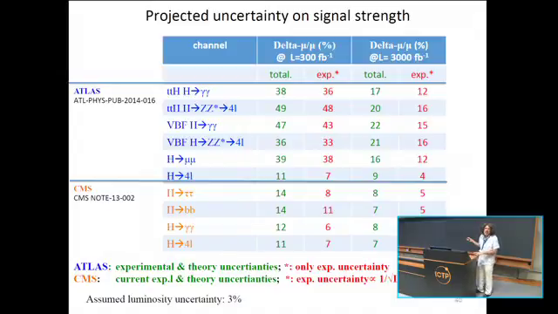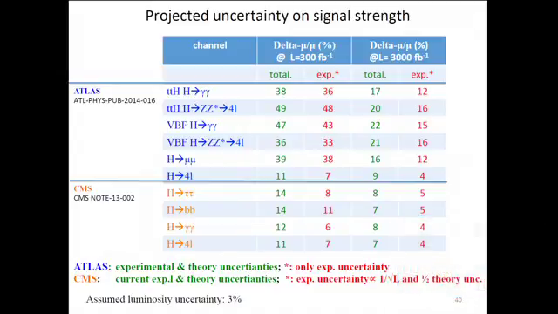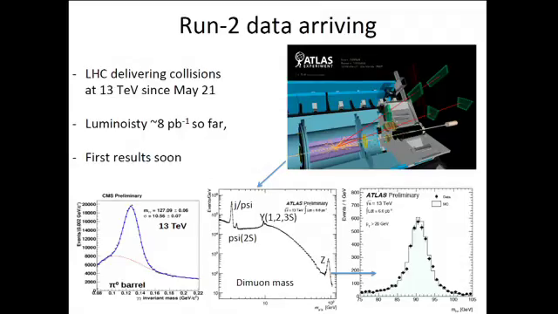Okay, this is a projection of the precision that we can obtain on the couplings at the end of run 2 and at the end of high luminosity LHC. I don't go into detail because I basically said it. The only thing I would like to stress is that run 2 has started. We already started to collect data, 8 inverse picobarns so far. We have very nice signals.